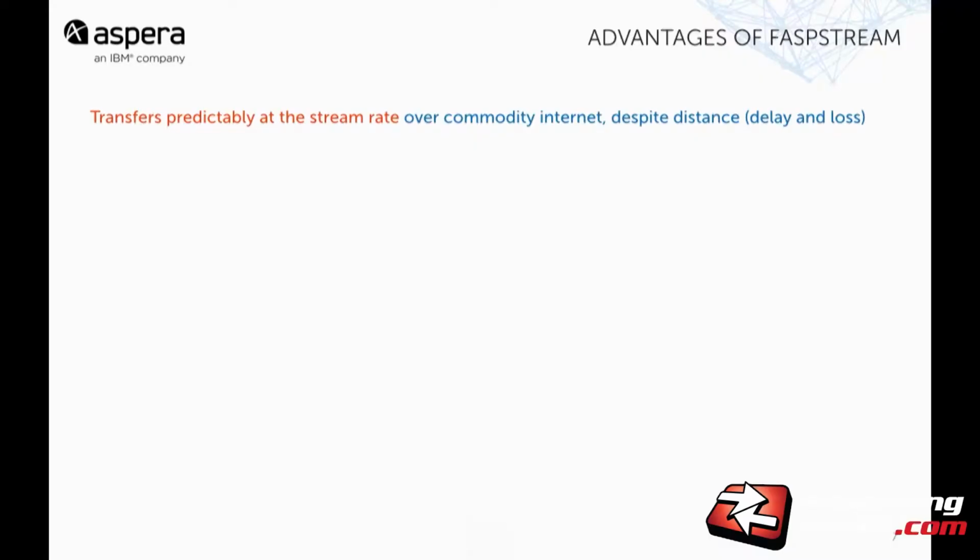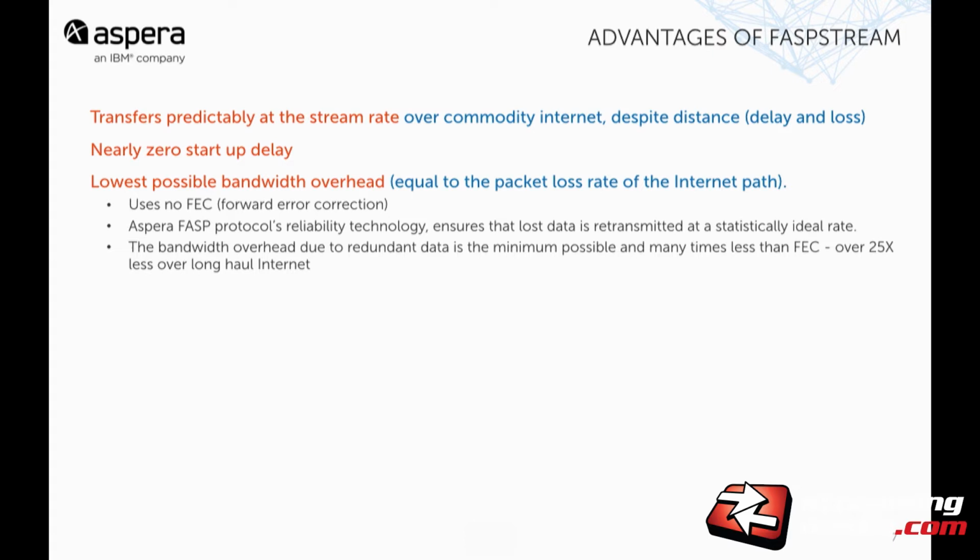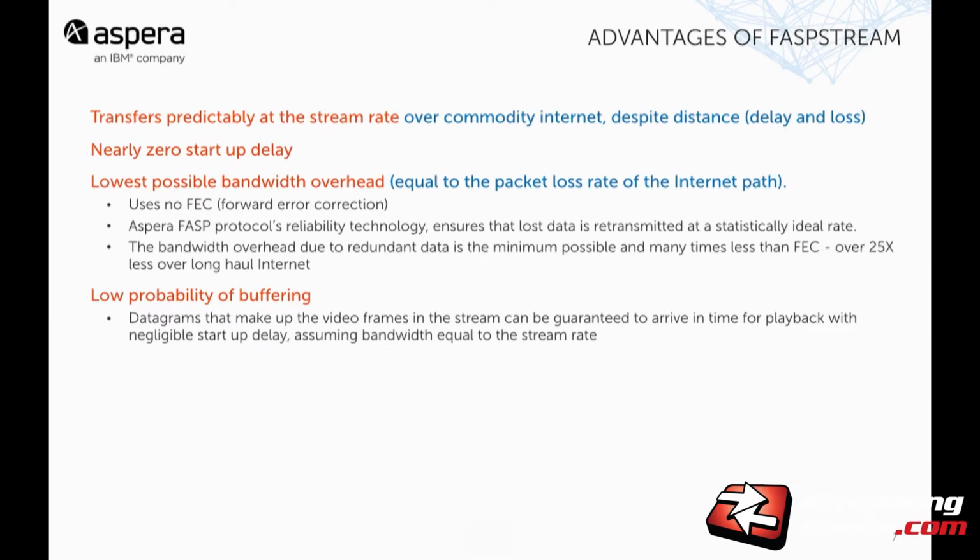So what are the advantages of FASPSTREAM? Basically, it can transfer predictably at the rate of the stream over a commodity internet, despite distance, which is usually the cause of loss and delay. It has nearly 0 startup time. Unlike FEC, forward error correction solutions, there's no overhead to pay. The only overhead you pay is depending on the packet loss and some amount of retransmission, but there's no extra bandwidth utilized for forward error correction. There's a low probability of buffering because of how we time things under the hood.